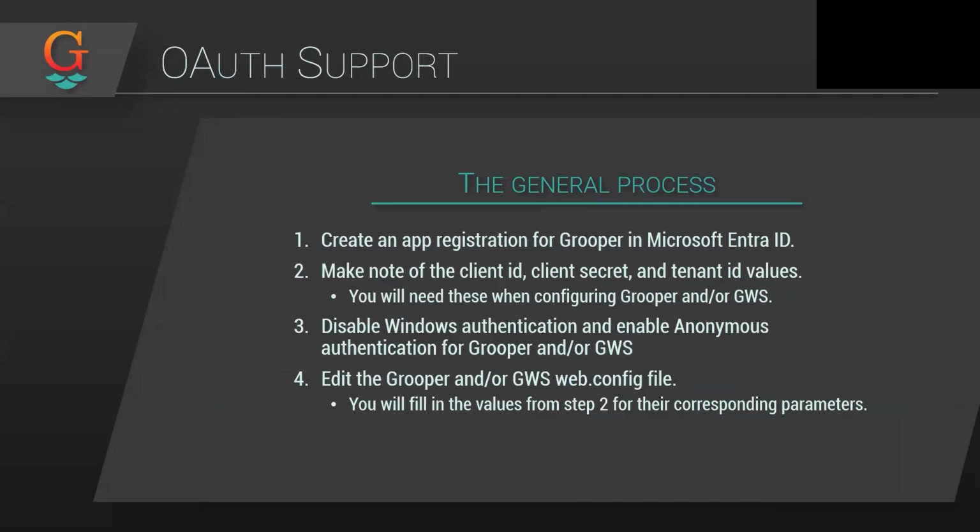One thing to point out is you will disable Windows authentication and enable anonymous authentication. That doesn't mean you're going to log into Grooper anonymously. Once you do step 4 here and edit the Grooper GWS web.config file with those client IDs, client secrets, and other values, that is what enables Grooper to authenticate using the OAuth servers. We'll have more specific documentation on how to do this soon, but being the somewhat technical, but not crazy technical person that I am, I had one of our developers walk us through it, and it's pretty straightforward.